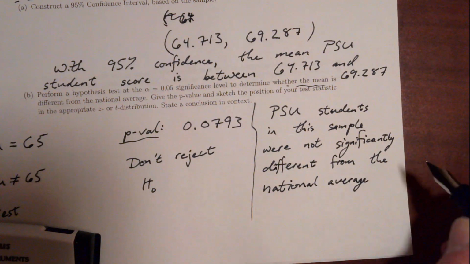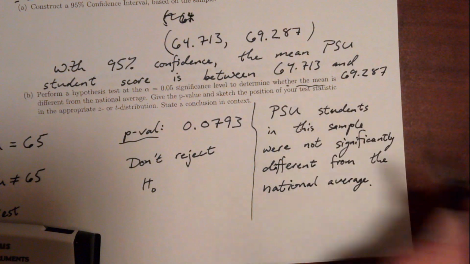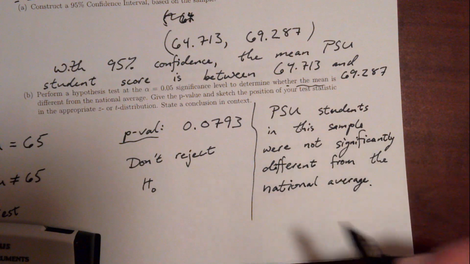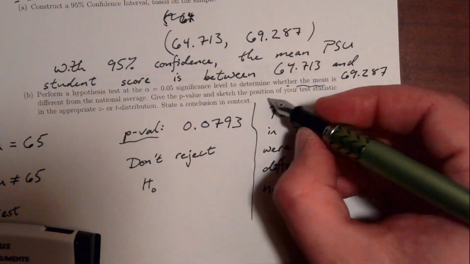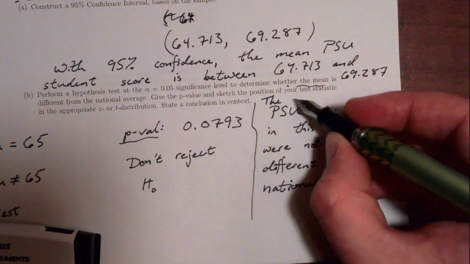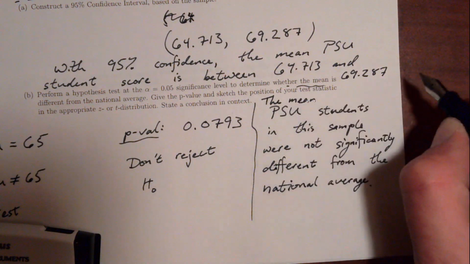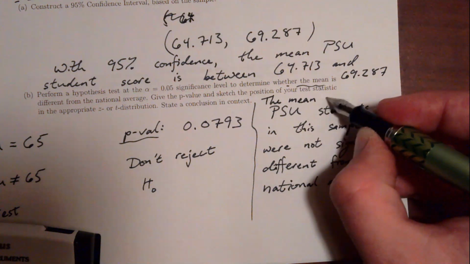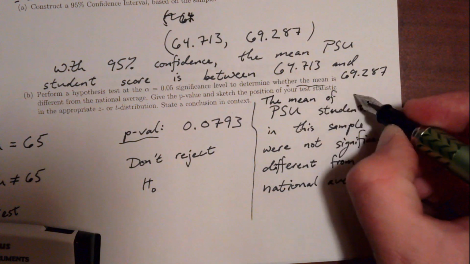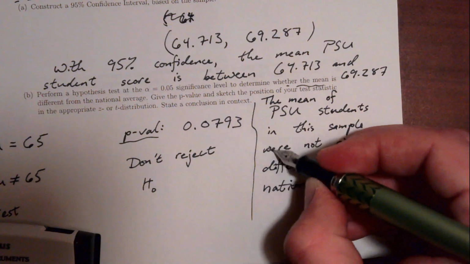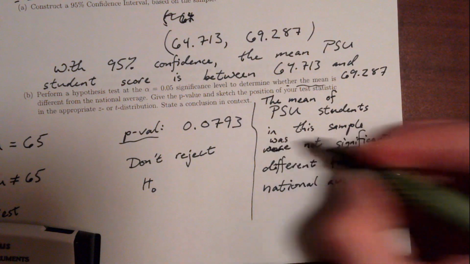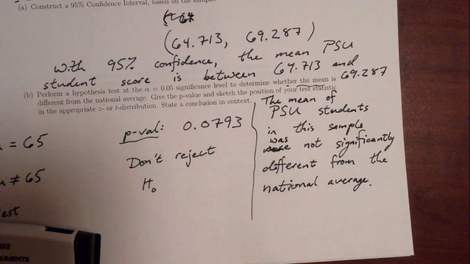From the national average. And again, if I don't say the significance level, then one can assume that I probably mean 5. And here, just to be extra careful, we should say the mean of PSU students in the sample. I guess that means this now has to be "was not." So if we're saying that something is or is not statistically significantly different from something else, it's good to be precise about what actual statistics thing we're talking about here. And in this case, it would be the mean.